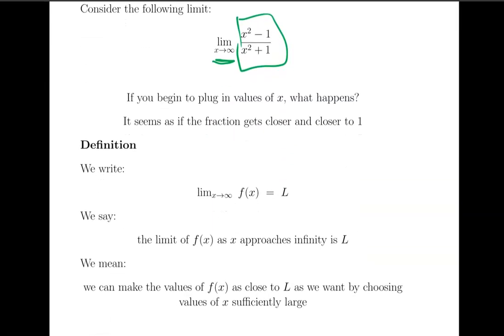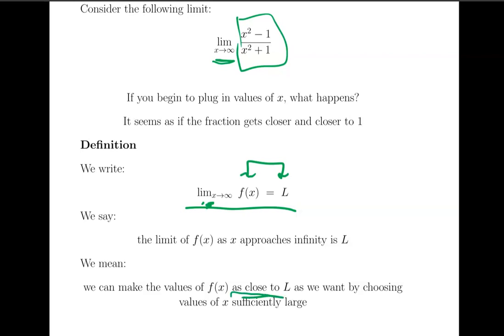So this should look familiar. The definition, right, we write this and we say the limit of f of x as x approaches infinity is L. In other words, we can make f of x and L as close as we want by choosing values of x that are sufficiently large. So again, this is not the precise definition.